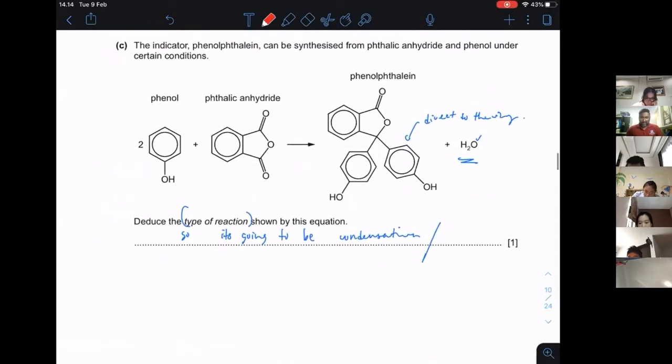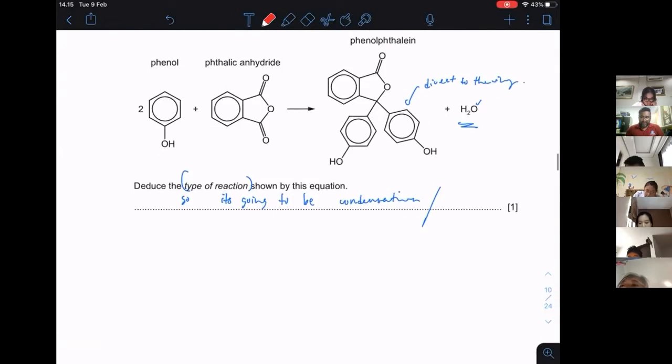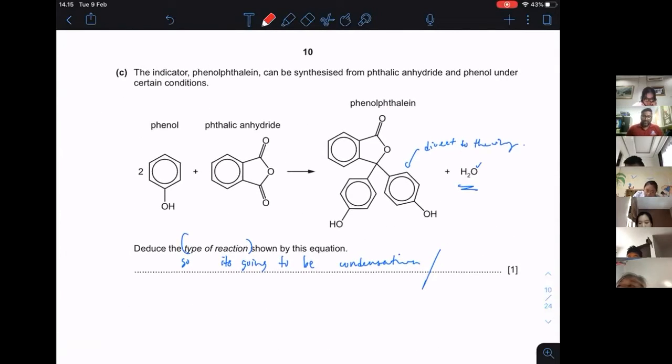And the last one that I want to discuss for today is naming the type of reaction. So the indicator, you have this phenol, and they give you the phenolphthalein. Here what I notice is that when I have phenol, this is going to be connected directly. When it is connected directly, it's supposed to be something like electrophilic substitution. Electrophilic substitution is supposed to be happening because it's directly involving the ring.